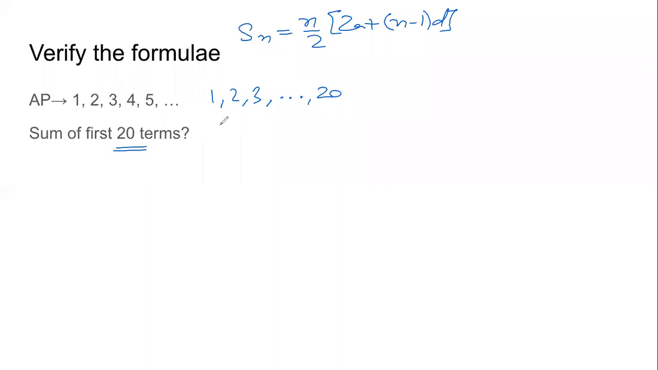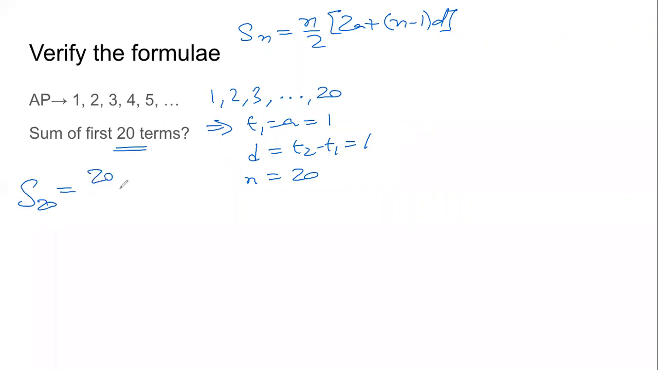If we use the first formula, which looks like this, Sn equals n by 2, then there is a bracket 2a plus n minus 1 into d. This is what we have to use. Now we know that the main AP is 1, 2, 3, 4, 5, dot, dot, dot. But the smaller AP that we need to work with is 1, 2, 3, dot, dot, dot, 20, because it says 20 terms. So from here, we know that T1 equals a equals 1. We know d equals T2 minus T1 equals 1. Right? And n equals 20. Because we know this, we will put the values in the formula. S20 equals 20 by 2. Let me write it a little below.